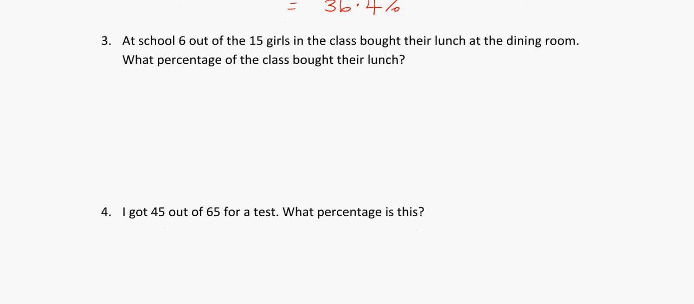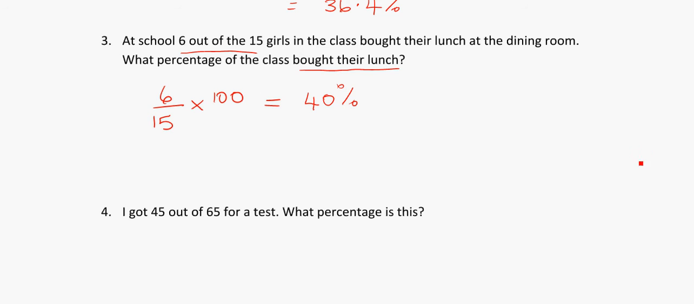At school, 6 out of the 15 girls in the class bought their lunch at the dining room. What percentage of the class bought their lunch? Now be careful that what they're asking you matches what they've given you. Because sometimes they might say what percentage of the class did not bring their lunch. So be careful with that. So 6 out of 15 bought their lunch times 100 into your calculator, and you'll find that's 40%.